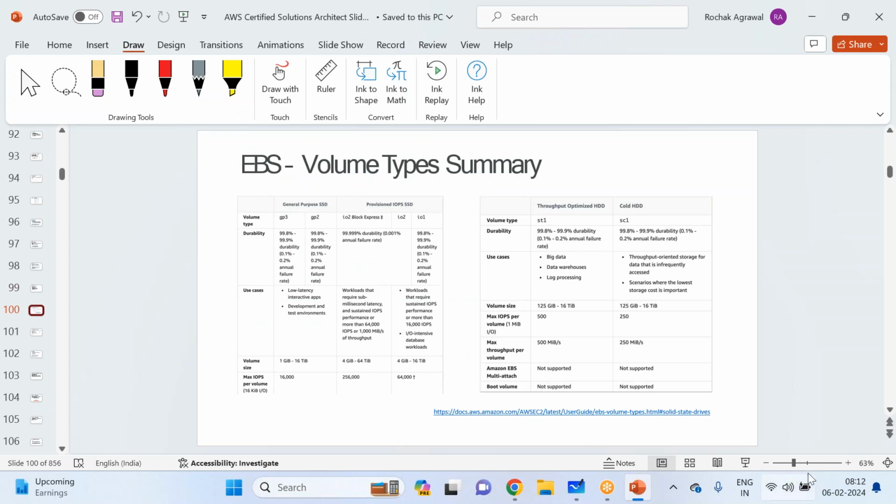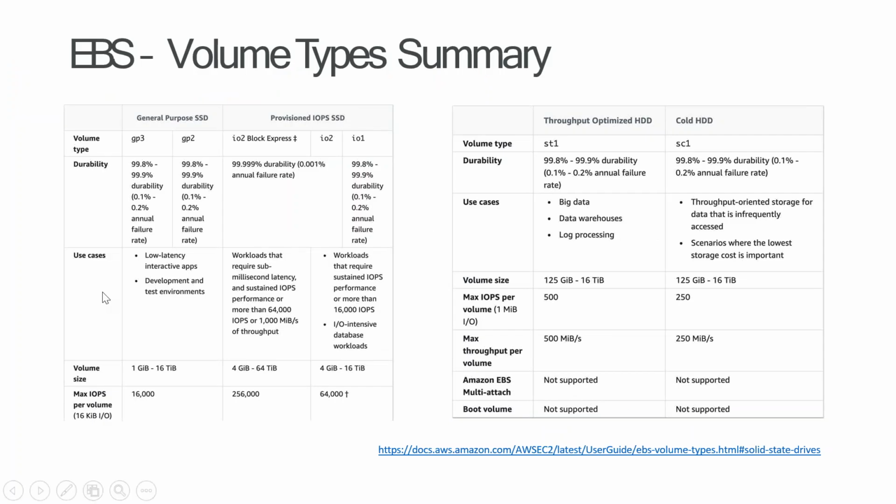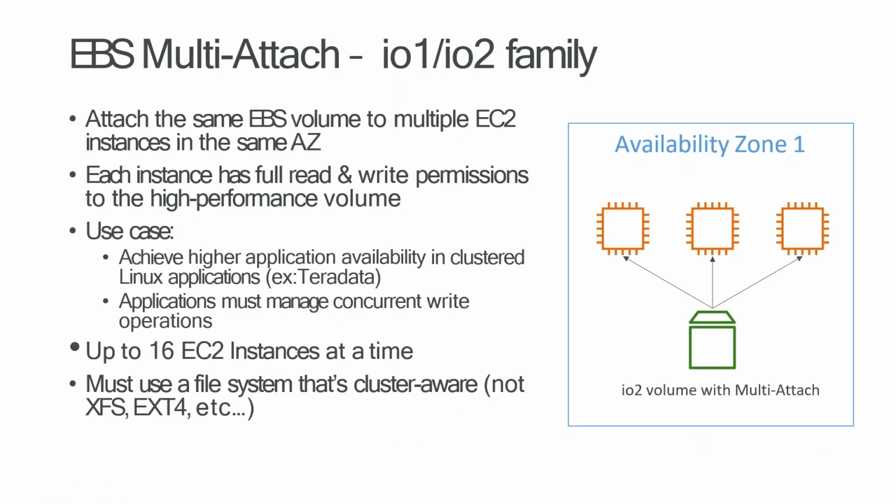So this is just a slide for the summary of whatever we have been discussing till now, like the durability, use cases, low latency interactive apps. So you can refer to this slide also. Here you can see the multi-attach. For most devices multi-attach is not supported, only within the IO SSD it is supported. Now, what is multi-attach? We can attach the same EBS volume to multiple EC2 instances in the same availability zone.